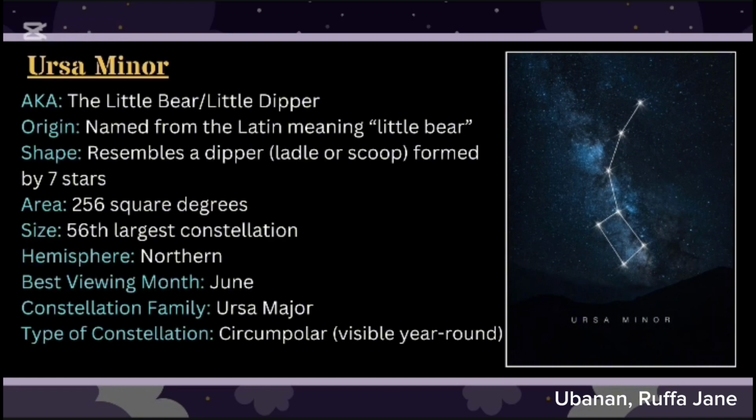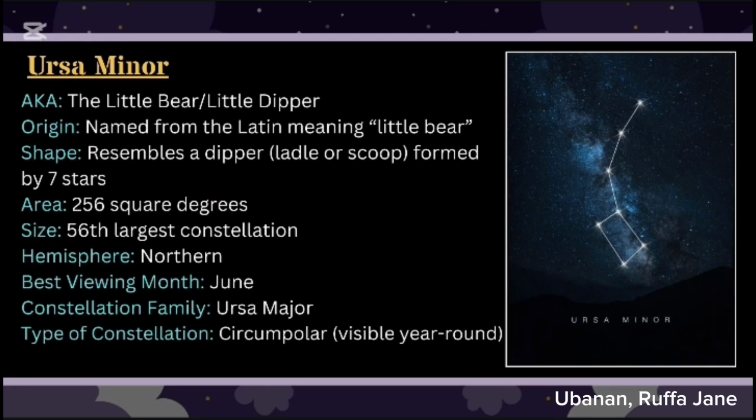Ursa Minor is a circumpolar constellation, meaning it's visible year-round from the northern hemisphere. And the brightest star in Ursa Minor is Polaris, also known as Alpha Ursae Minoris. It's a yellow supergiant star about 2,500 times brighter than the Sun, and it's located at the end of the Dipper's handle and is also known as the North Star.